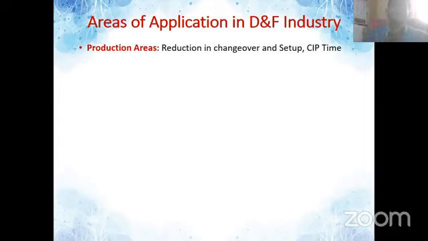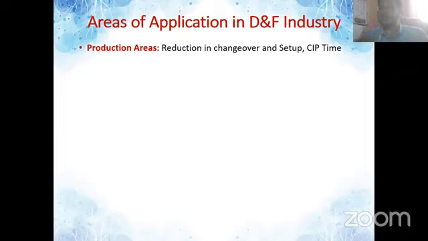So this can be applied to reduce the changeover. Changeover means shifting from a small SKU to a big SKU, like from 500 ml to 1000 ml, from 200 ml to 500 ml, or from 500 ml to 2000 ml pouching. So the time needed to set the machines, how to reduce that changeover time, can be solved by lean manufacturing.